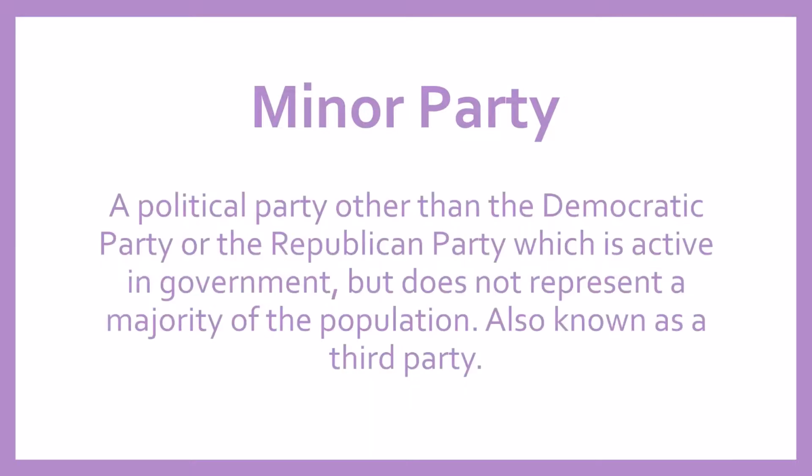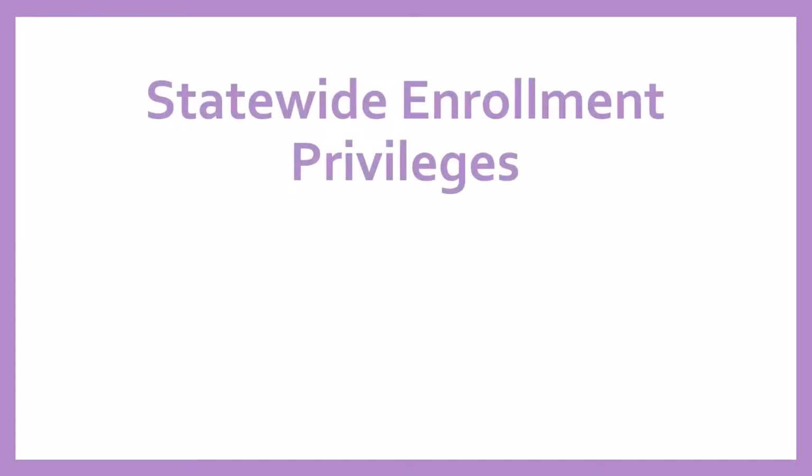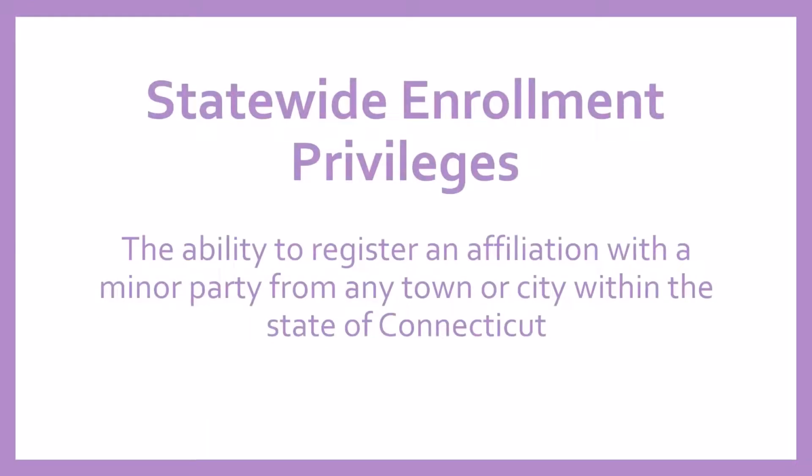Although these two parties are the ones you'll hear about most often and the ones with the most power in government at this moment, they are not the only parties out there. In Connecticut, a minor party, also known as a third party, may be active in a municipality or may have statewide enrollment privileges, meaning that voters can register with that party regardless of what city or town they live in.